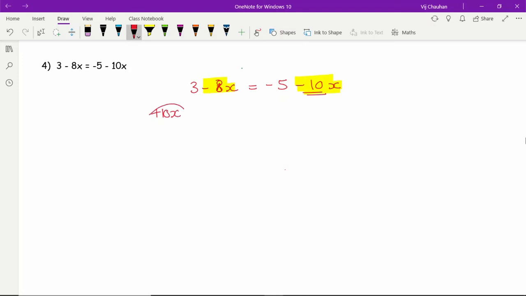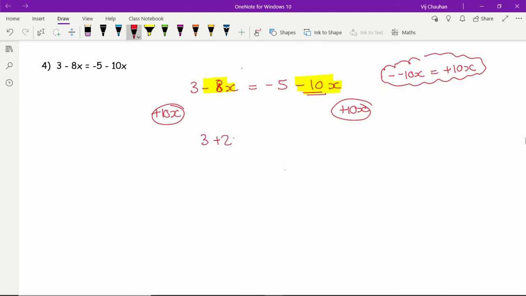We do that by adding 10x. And again, just to prove that I'm not telling fibs, if we subtract minus 10x, then that becomes positive 10x. So in theory, we are still subtracting the smallest amount of x from both sides. So what we end up with here is 3 plus 2x equals minus 5.